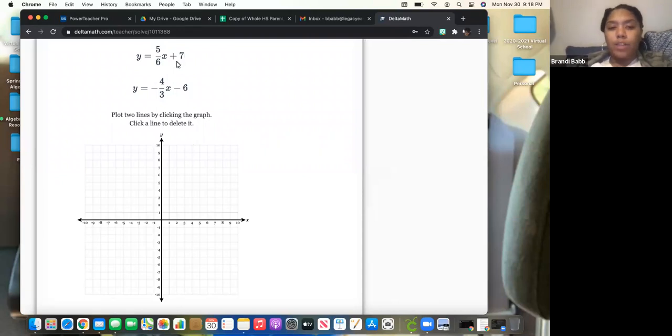You should always graph the lines by starting with the y-intercept, which is 7. So I am going to go 0, 7 here and put a dot there.